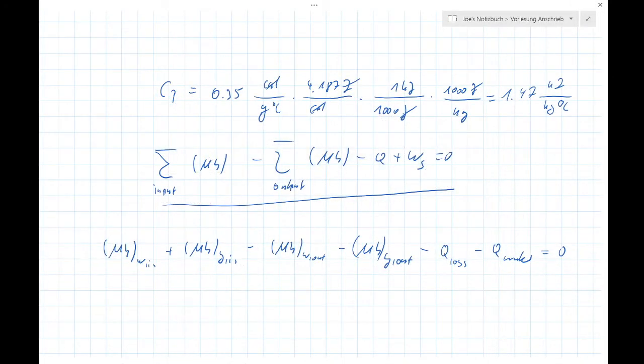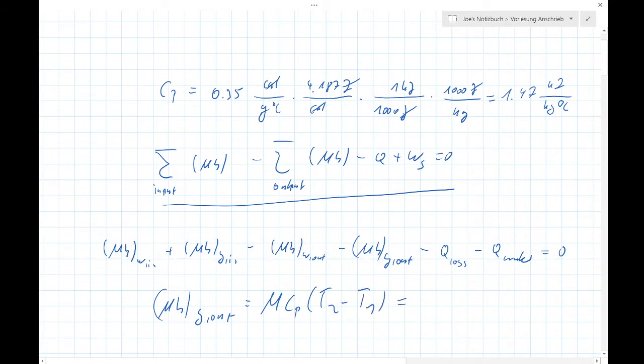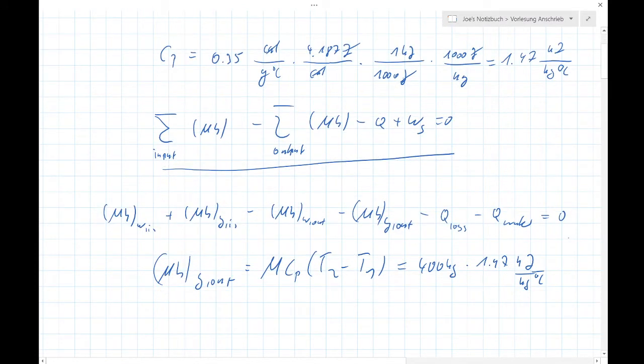The formula is of course this: H gluconic acid out is equal to the mass times the heat capacity times (T2 minus T1). I have of course now forgotten what number the formula has, but this is 400 kilograms times 1.47 kilojoule per kilogram degrees Celsius. So this is what we have converted. This is this value, and now we have the difference of the temperatures.